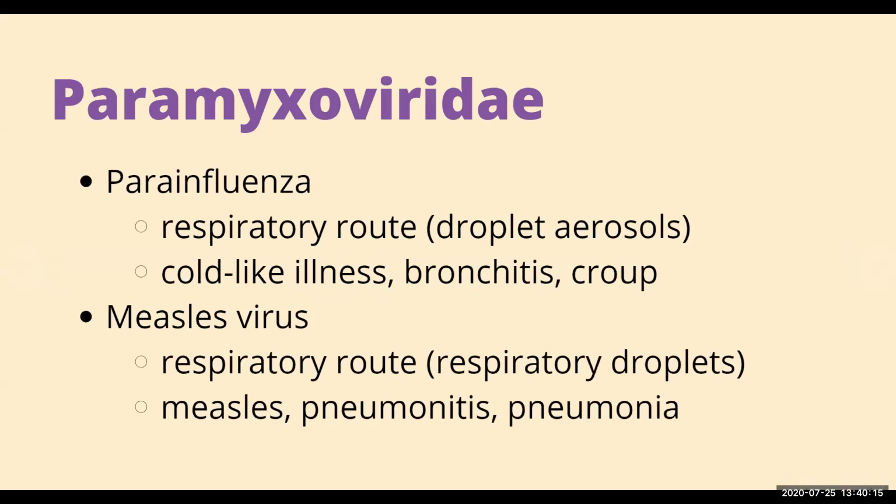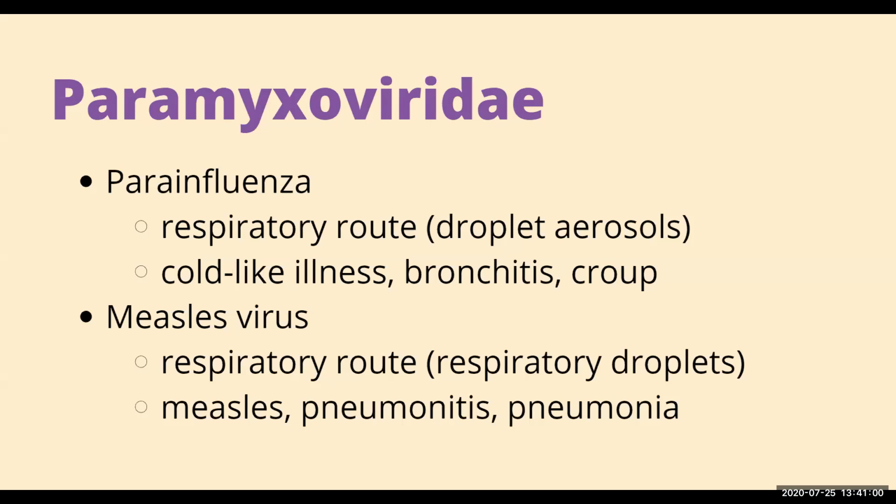So your Paramyxoviridae, we have para-influenza and measles virus, no? Meron din tayong later mumps. So sa para-influenza virus, this is transmitted through respiratory route, droplet aerosols. So the person will feel cold-like illness, so parang meron kang sipon, or bronchitis, inflammation of the bronchial tubes, and this croup. So what is this croup? So this is also known as laryngotracheobronchitis. So it is a type of respiratory infection that is usually caused by a virus.